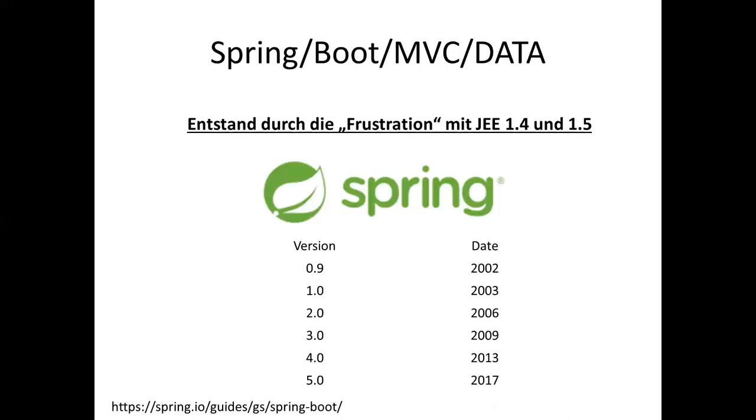And now we are at the point of a pretty modern framework, which was developed out of the frustration with Java EE versions 1.4 and 1.5. Some of the Java Enterprise community did not accept the standard Oracle Java stuff, and they separated from that and created their own framework. The name of this framework is Spring.